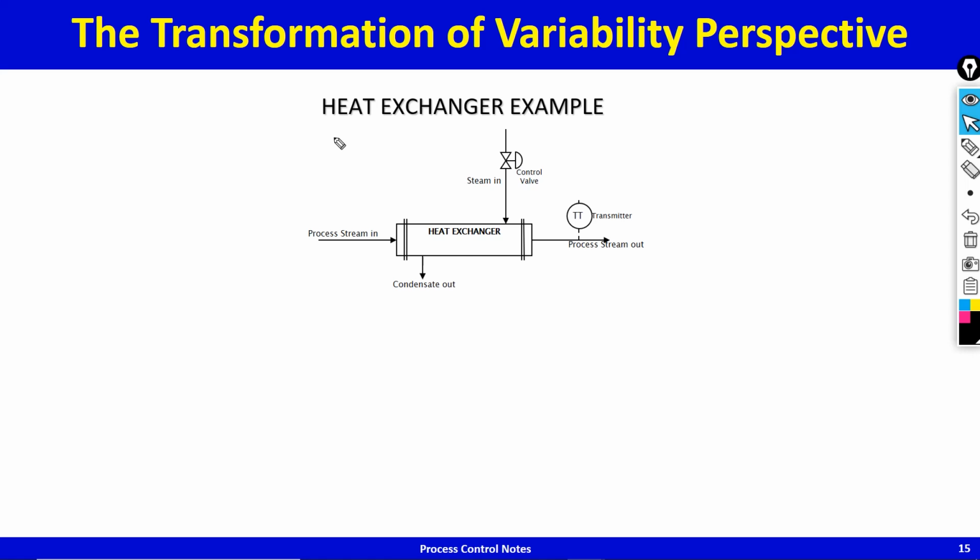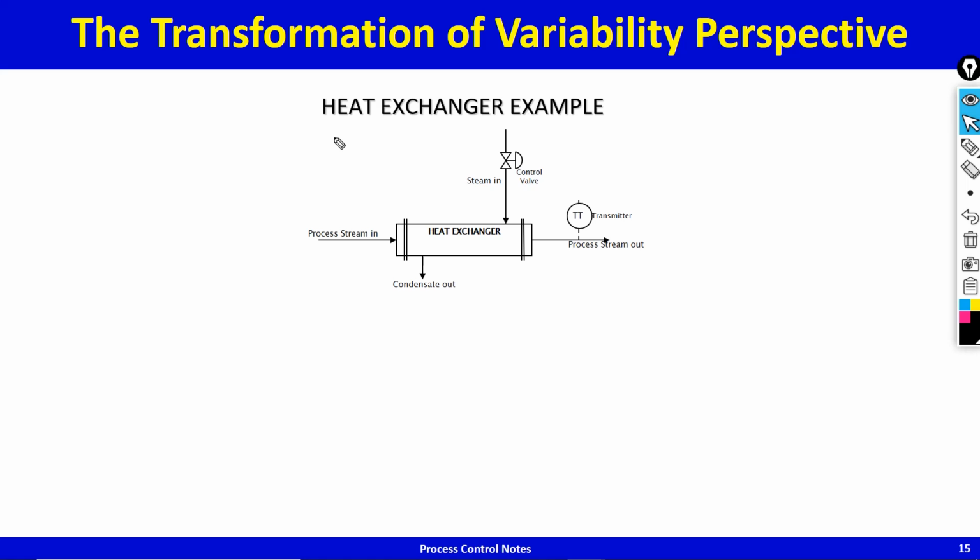Very simple example, a process heat exchanger which uses steam for heating a process stream from an inlet temperature to an outlet temperature. The process stream flow can change, the process stream inlet temperature can change. If you have open loop operation, that means no control. In that case, the steam flow will be fixed.